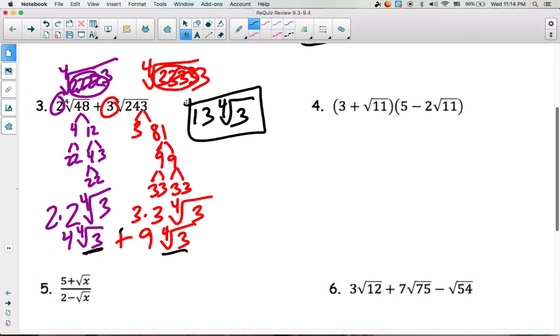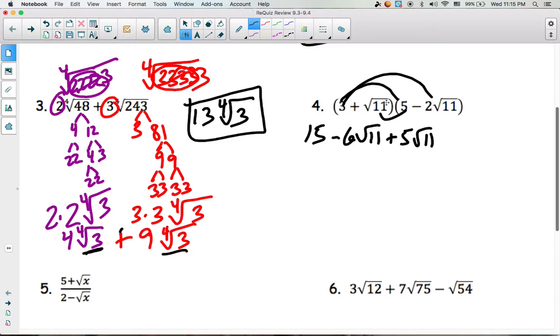Question number 4, we're going to multiply two radical binomial expressions. So we're going to FOIL this. We'll start with the first. 3 times 5 is 15. Then we'll do the outside. 3 times negative 2 roots of 11 is negative 6 square root of 11. And then we'll go 5 times the square root of 11 is 5 square roots of 11.